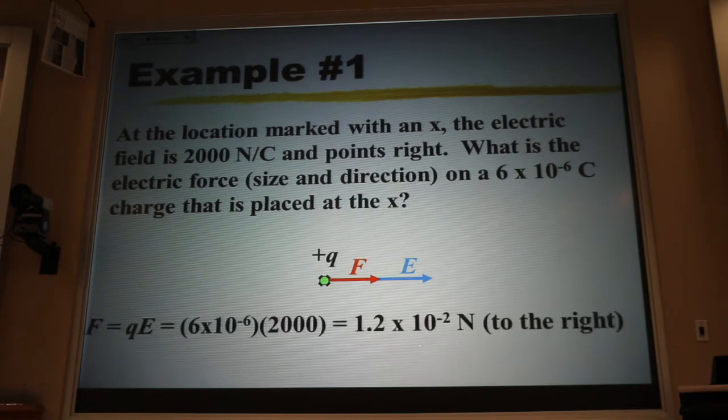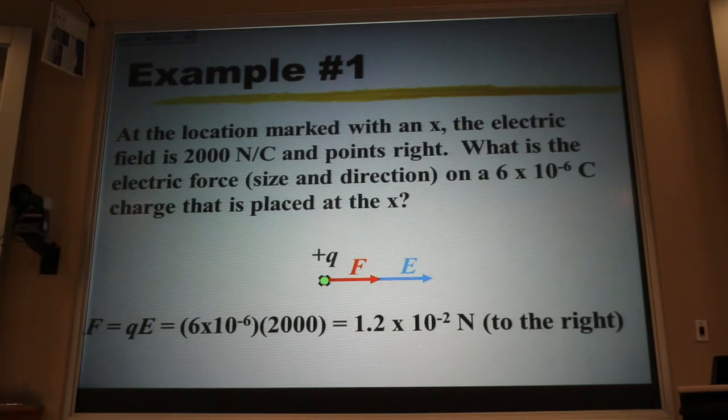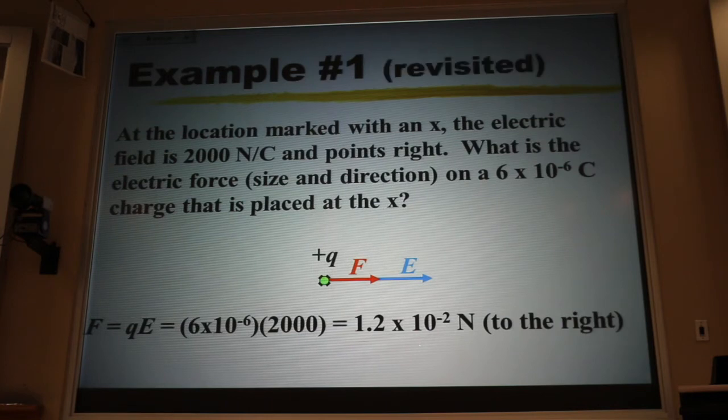Okay? Now, if I plug in those numbers, I get a value of 1.2 times 10 to the minus 2 newtons to the right. Now, folks, these values up here in this example are typical values you would find in a laboratory. And yet my experience has been that when we use numbers like this, it becomes mathematics. It just becomes a bunch of symbols on the page. So let me revisit this example with numbers we can wrap our head around.